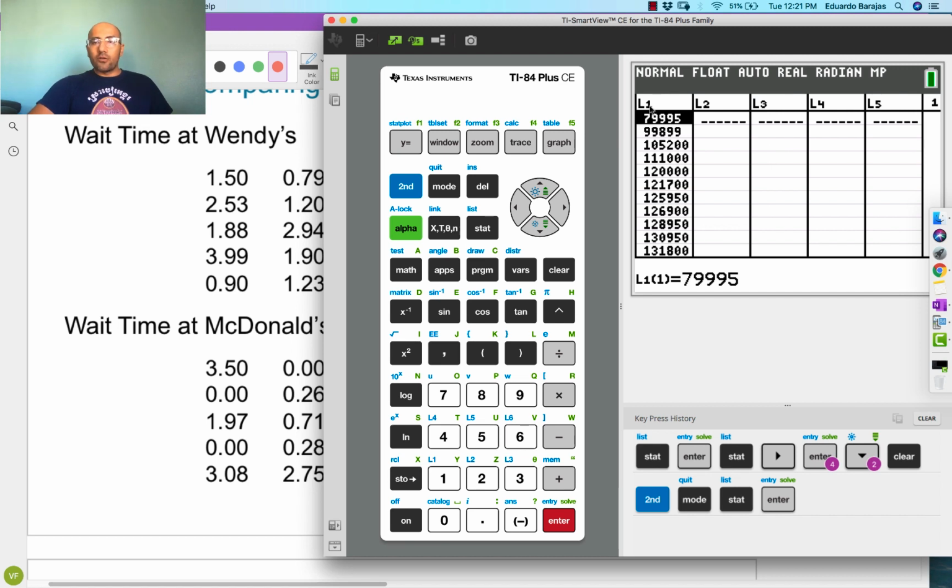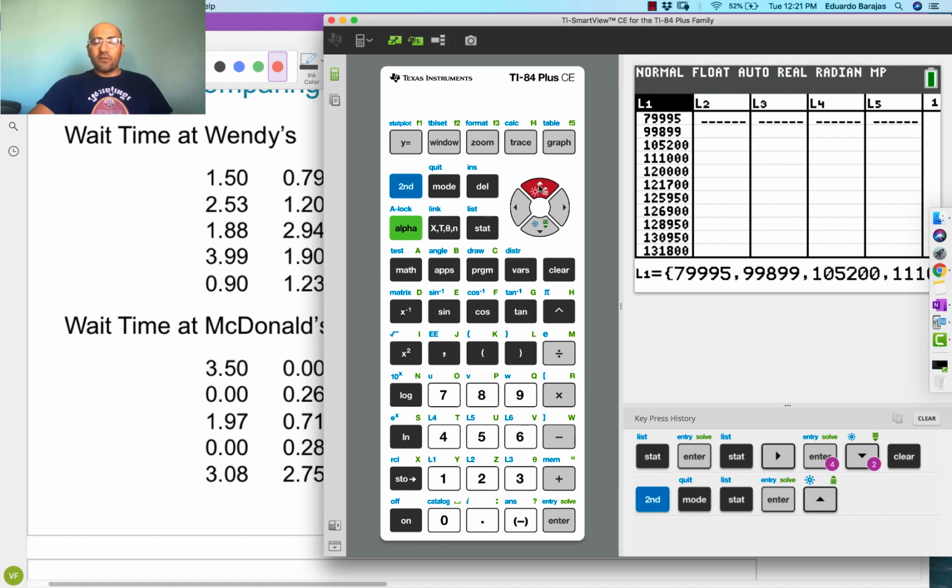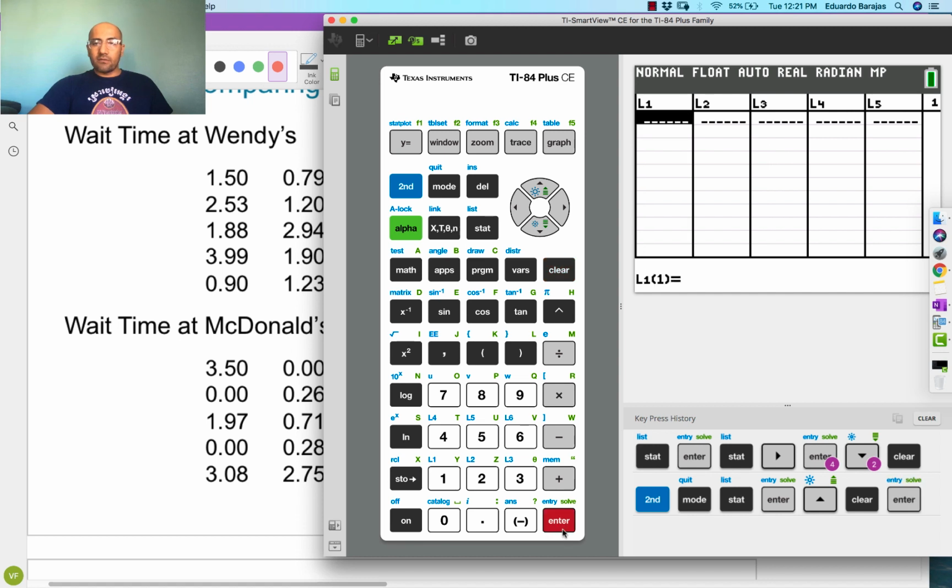If you recall earlier, I used this list that was like houses for sale in Nebraska. Okay, I don't need that anymore. So I can go up to select it, highlight the L sub 1, and then hit clear, and then enter. That'll erase all of our numbers.